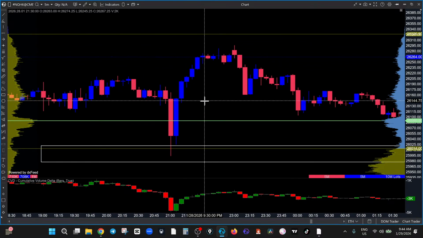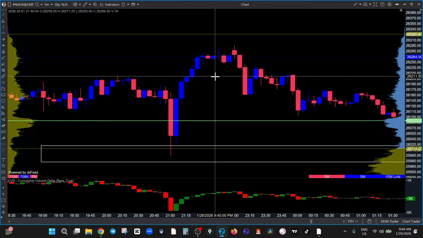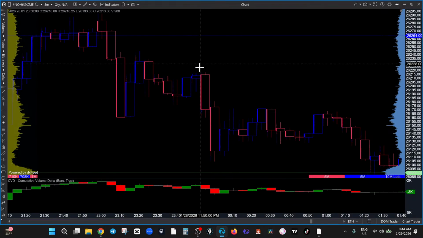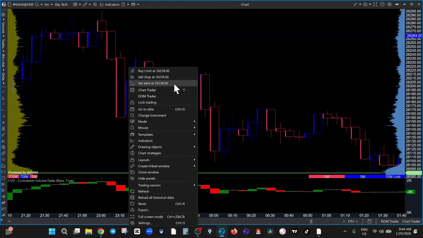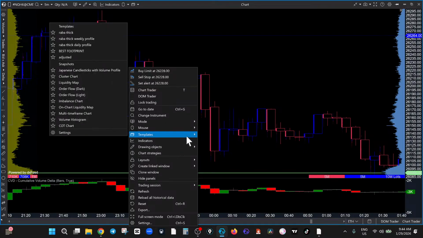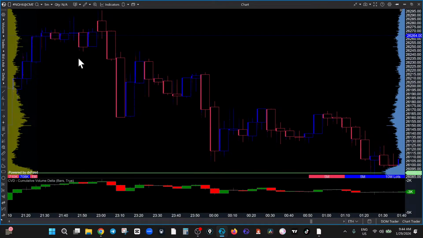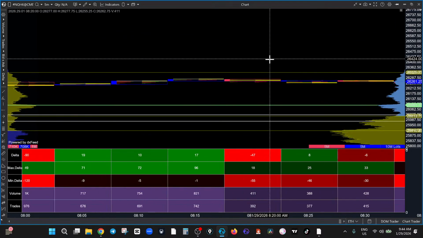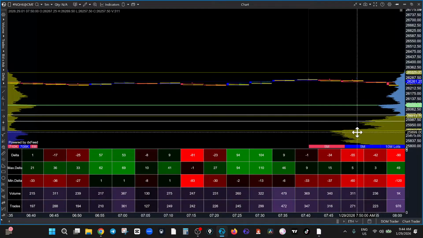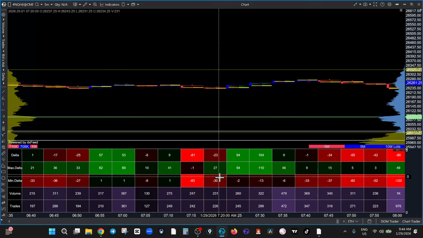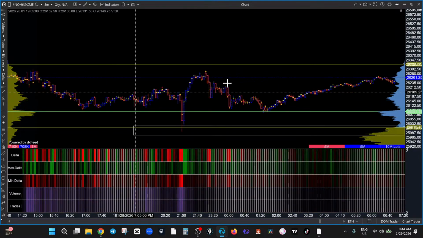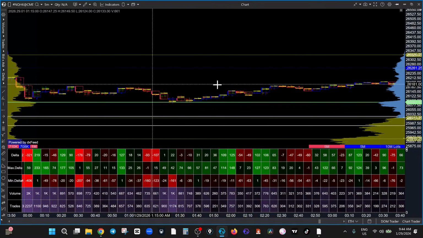So I'm going to switch this to footprint chart. Okay, and then I'll use my template. Okay, so and I have the delta cluster chart there. Okay, so this is the area. Let's do some study here.